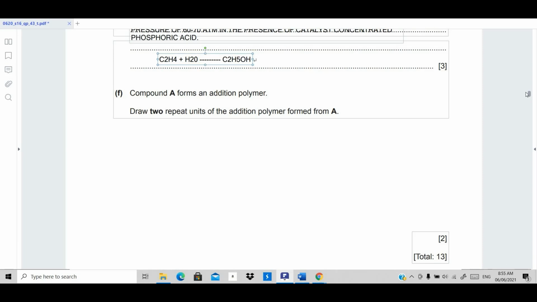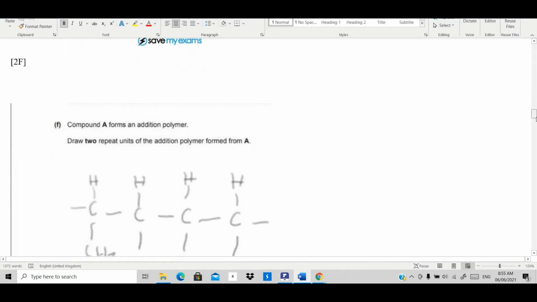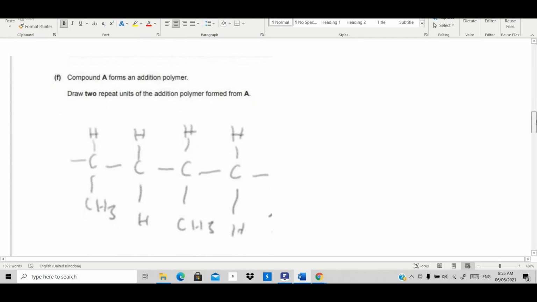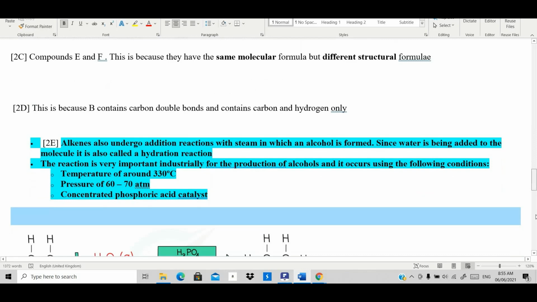I couldn't draw in this PDF file, so I drew it in Word, and I'll show you this answer. Now, firstly, what you need to do when drawing the monomer structure is this. One minute, guys.